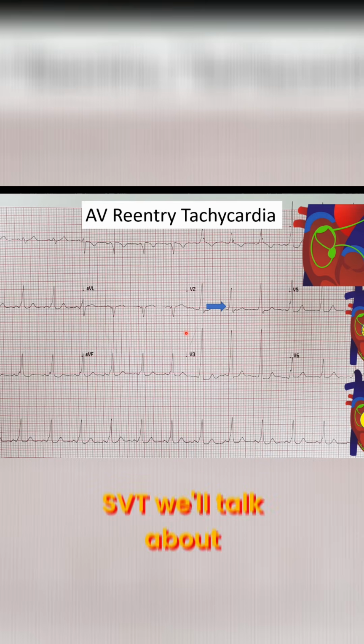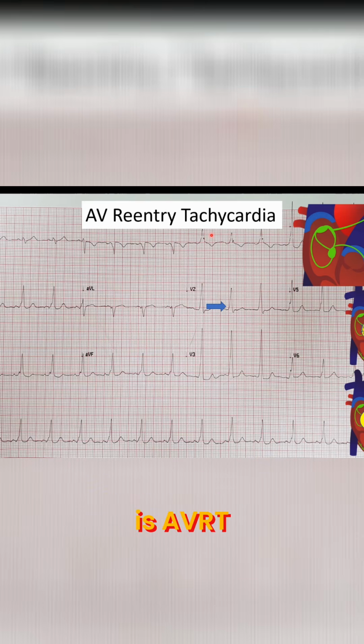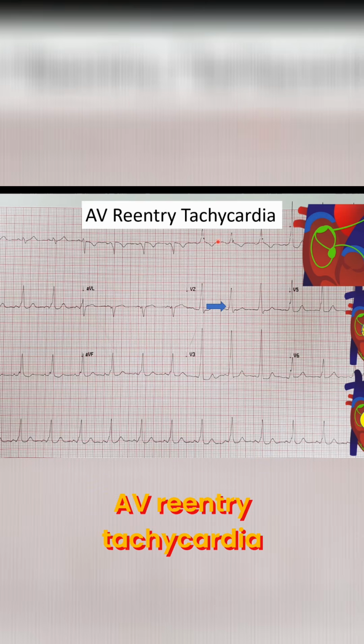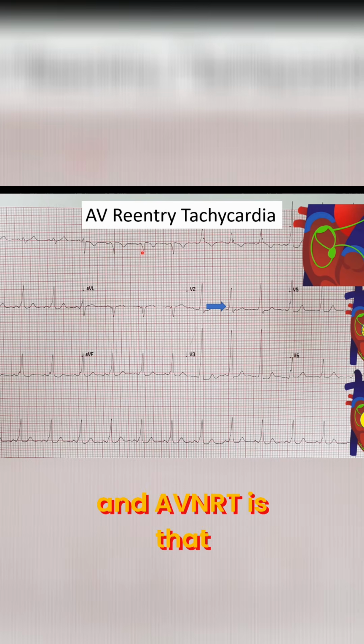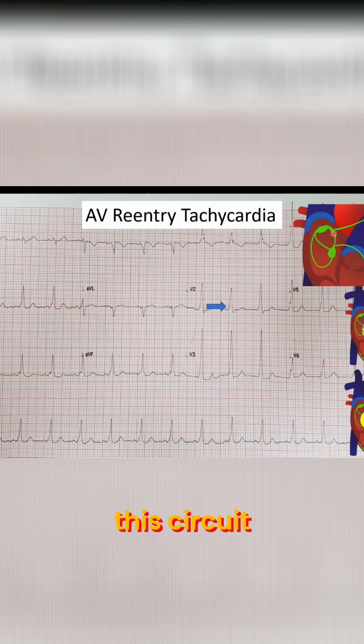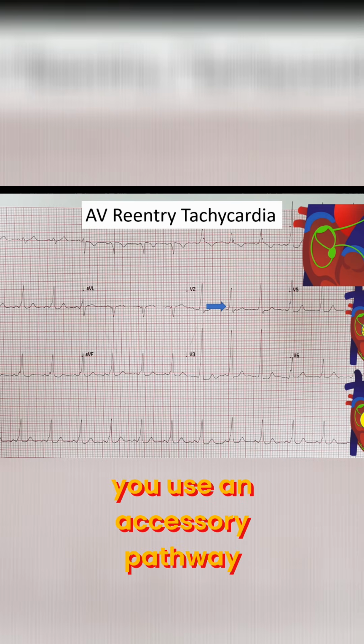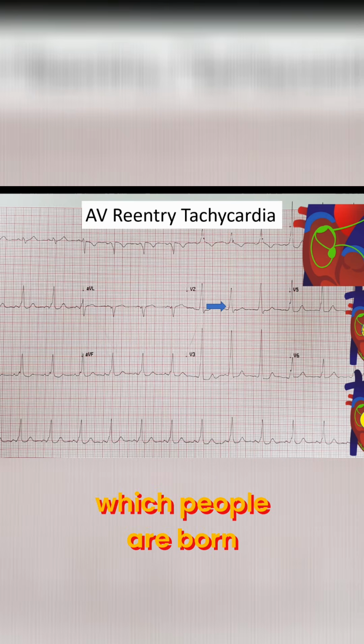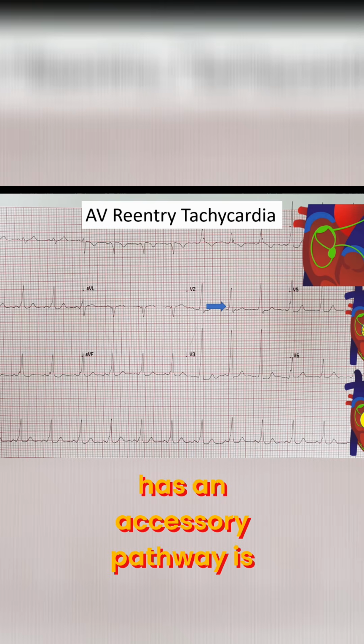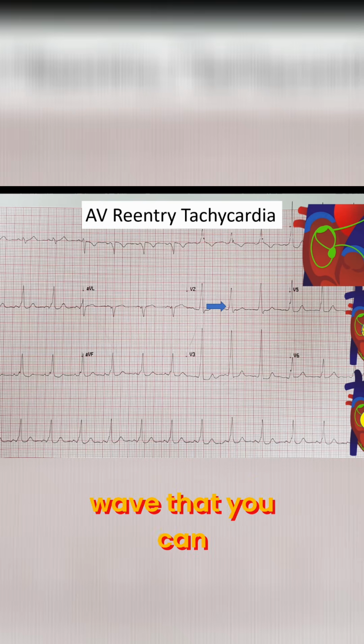So the second type of SVT we'll talk about is AVRT, AV reentry tachycardia. The difference between this and AVNRT is that instead of using the AV node to form this circuit, you use an accessory pathway, which people are born with anatomically. And the way that you realize that someone has an accessory pathway is basically with this delta wave that you can see on an EKG when they're not in the dysrhythmia.